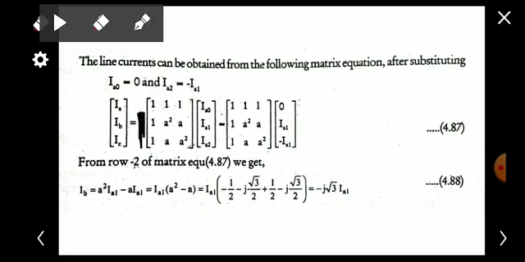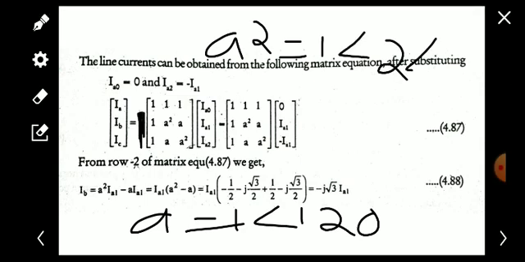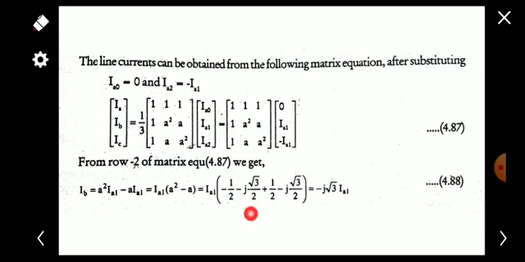For getting this we can substitute the term A, which we know is 1 angle 120, and A square is 1 angle 240. So in rectangular form we can represent A and A square like this, and we substitute those values here. IA1 into minus 1 by 2 minus j root 3 by 2 plus 1 by 2 minus j root 3 by 2. That is, A is minus 1 by 2 plus j root 3 by 2, and here it is minus A. So the equation becomes like this.